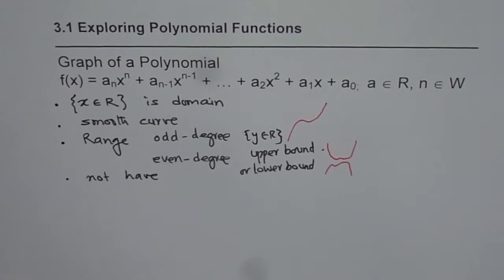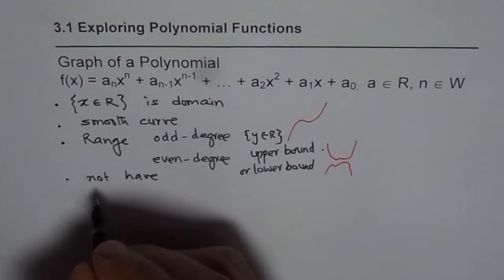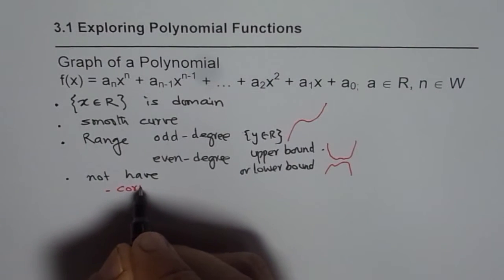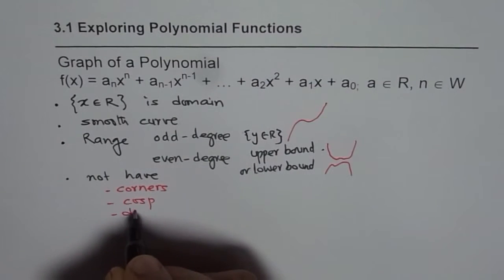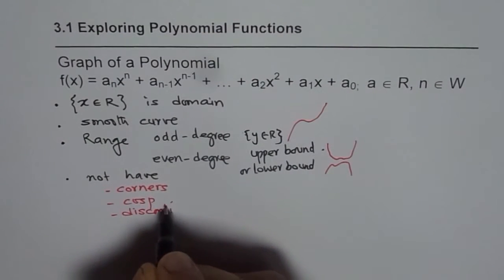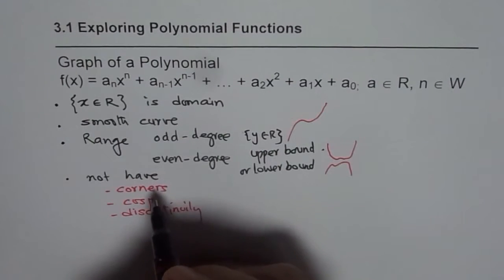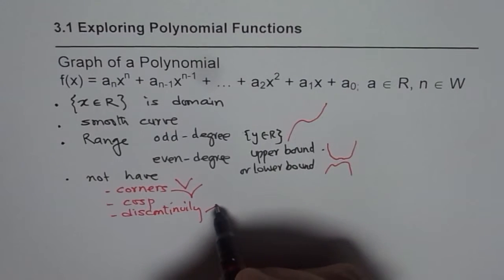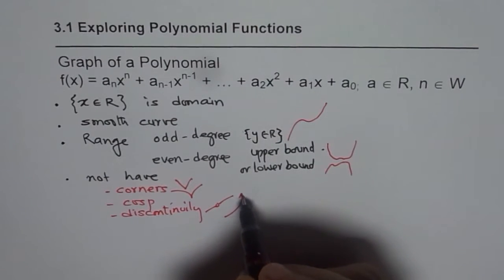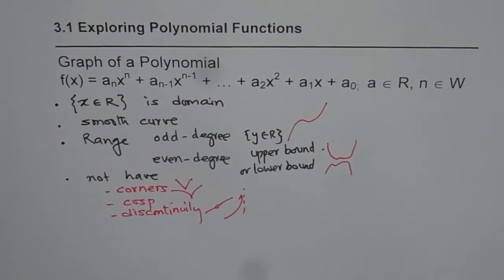Another important characteristic of any polynomial is that it will not have these things. Let me list in red, not have corners or a cusp or discontinuity, right? A corner is like this, a cusp is kind of like this. Discontinuity, you understand, it could be a hole or it could be a vertical asymptote. So it will not have these characteristics in the graph of a polynomial, right? So that is how we can see a polynomial.